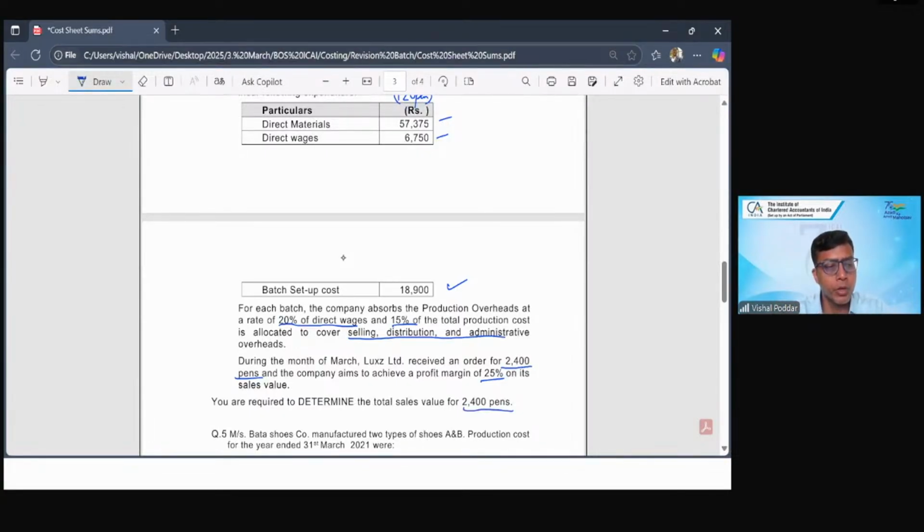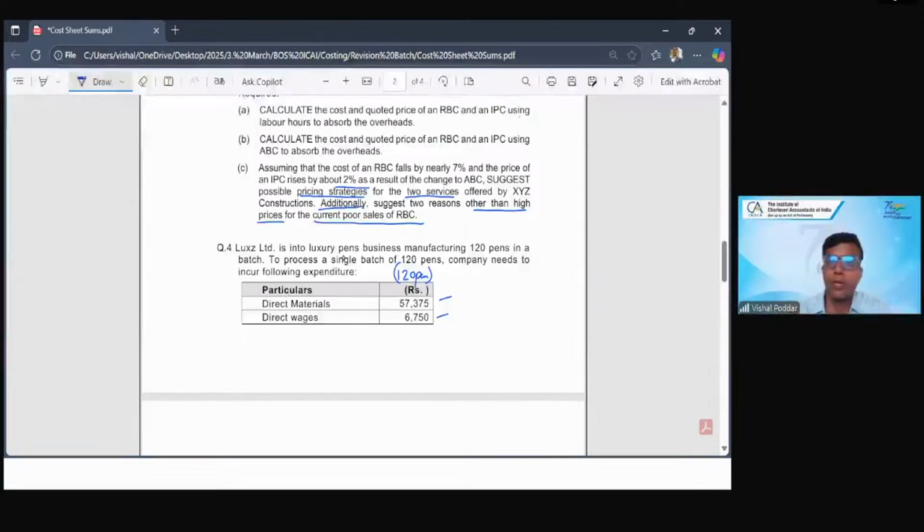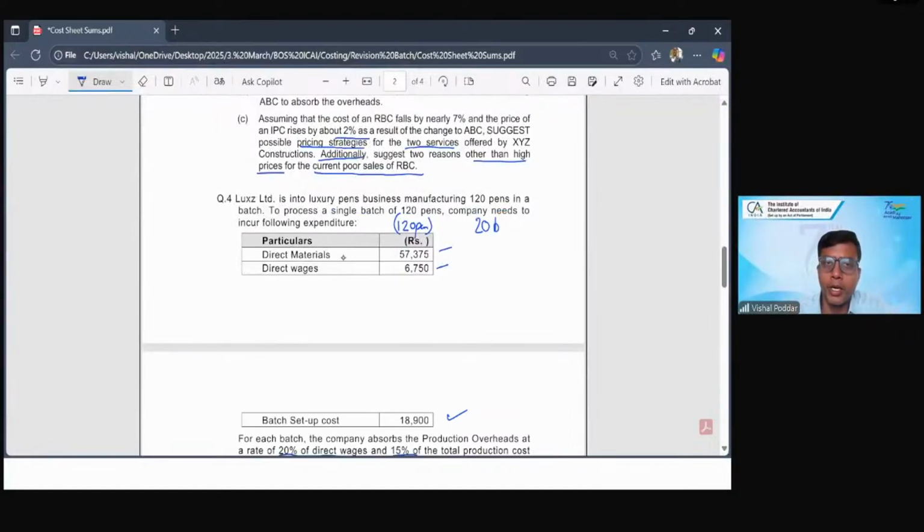Okay, good. Now, when we are saying 2,400 pens, how many batches will it be? Because our batch consists of 120 pens. So 2,400 should be 20 batches, correct? Yes, Manivanam and Ishant have both given me the same answer. So it will be 20 batches, correct? Shifimol has also given the same answer.